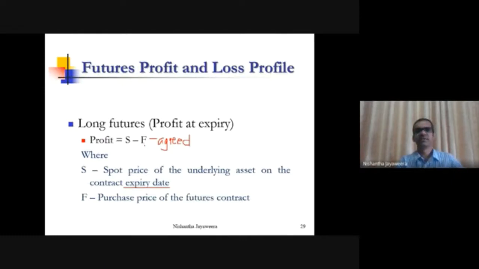That means this is the price that you agreed to purchase the underlying. This is the spot price. If the spot price is higher than what you agreed, then it's a profit. If the spot price is lower than the price that you agreed, it's a loss.